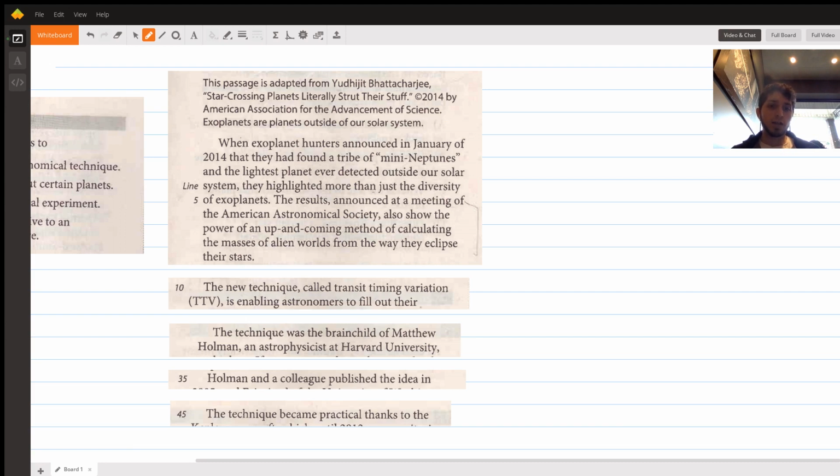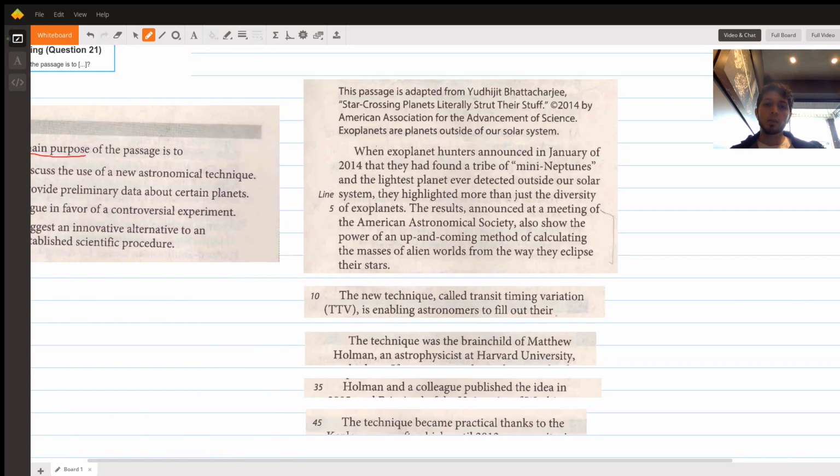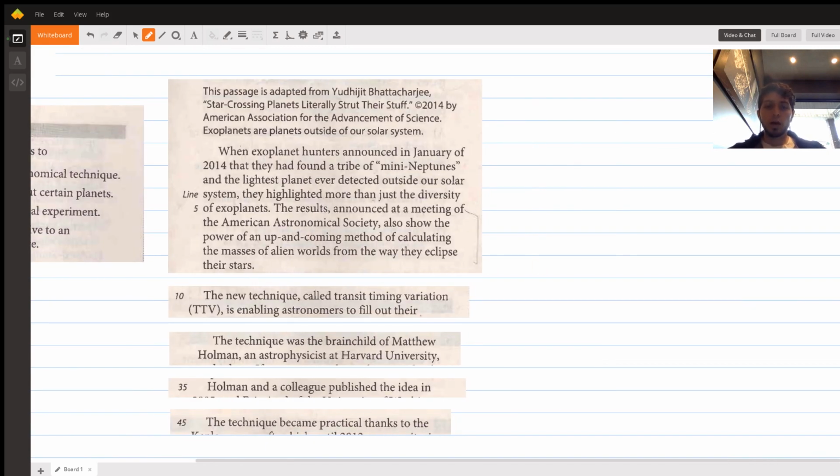Then in line 35, it says Holman and his colleagues published the idea, but it took some time for it to catch on. So this is more of the history and development of the idea. In 45, it says the technique finally became practical because of the data. And then the remaining paragraphs, the last two paragraphs, I think it's 7, 8, and 9, what they talk about is basically two separate uses, two studies that use TTV. So that's the general understanding of what's going on in the passage.